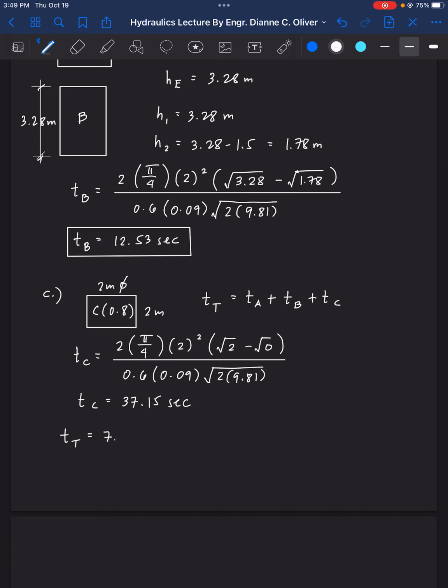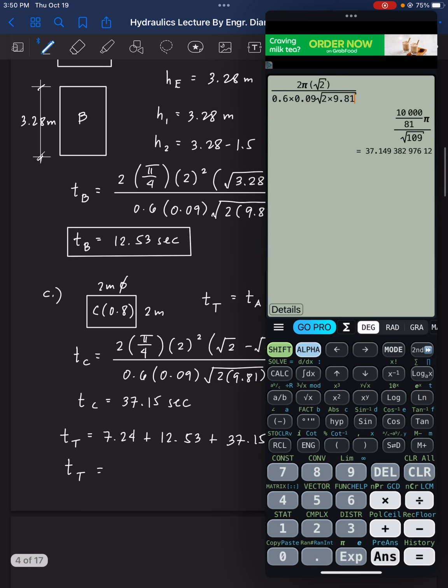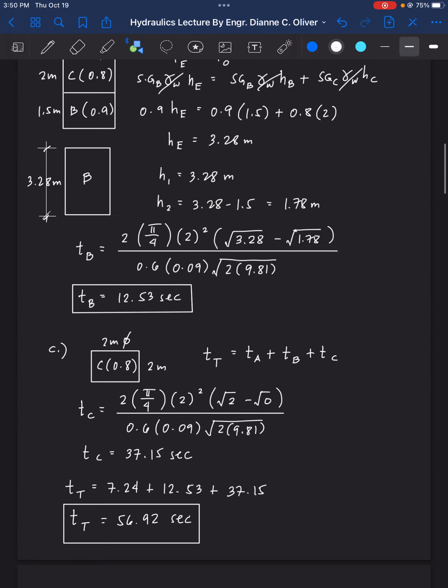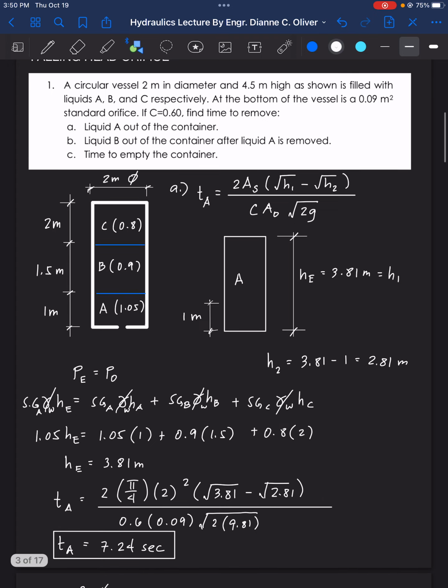7.24 plus 12.53 plus 37.15. Time total now is equal to 7.24 plus 12.53 plus 37.15. So 56.92 seconds. Here, that's the final answer. So that's for number 1.